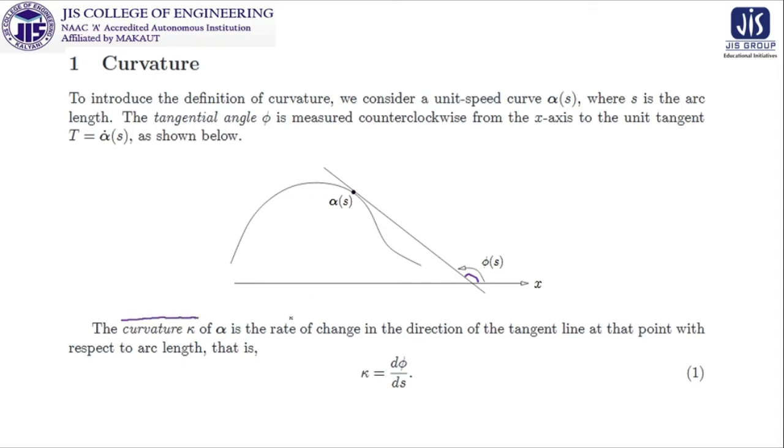The curvature k of alpha is the rate of change of the direction of the tangent line, because at the next point, when you draw a tangent, the tangent will be different. If you draw a tangent over here, then the tangent will be different. Obviously the angle will be different, and the angle changes because of the change of s. So what we define is d phi/ds, that means the change of this angle with respect to s, as the curvature k. We will make it more clear in the coming examples.